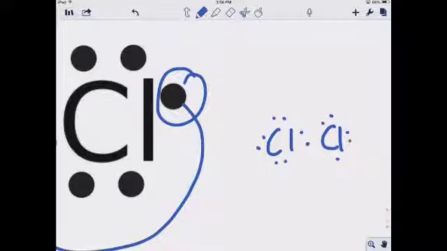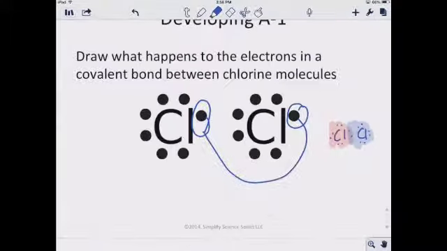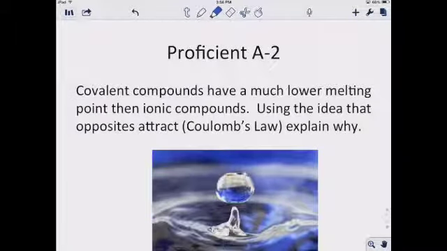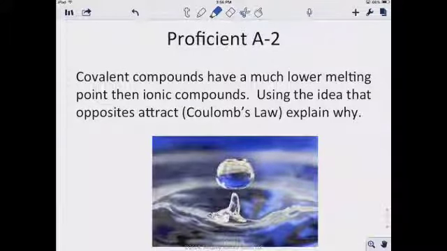5, 6, 7. And so if we're looking at it, this chlorine right here thinks that it has 8, and this chlorine right here thinks that it has 8, and so therefore it forms a covalent bond. Looking at the next one, it says covalent compounds have a much lower melting point than ionic compounds. Using the idea that opposites attract, and that's really Coulomb's law, explain why.